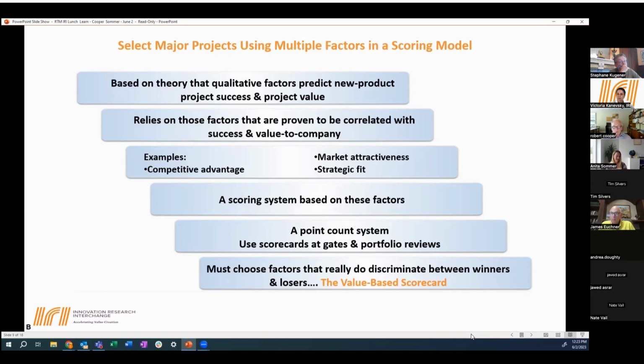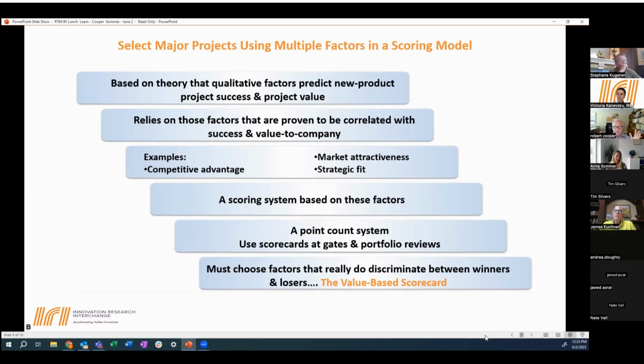So you build a scoring model based on these known factors, a point count system. And then once you have a scorecard, you use it at gate meetings with the gatekeepers. In other words, managers, the gatekeepers, the decision makers, the resource owners actually fill out the scorecard and display the results on the screen. These scorecard scores can also be used at portfolio reviews, which are typically held quarterly, where you look at the whole list of projects together.